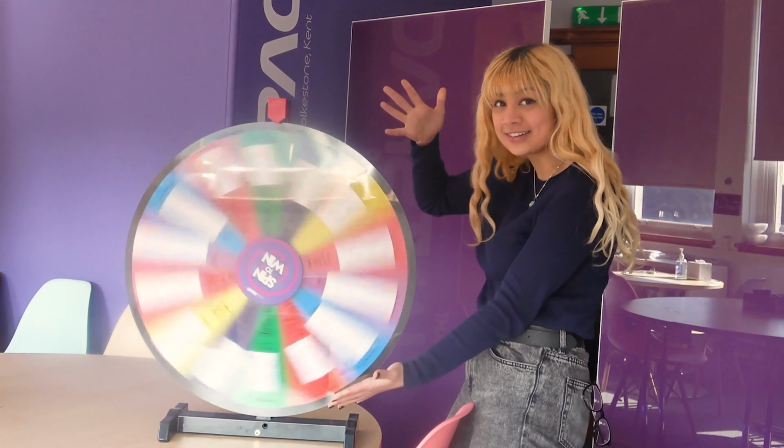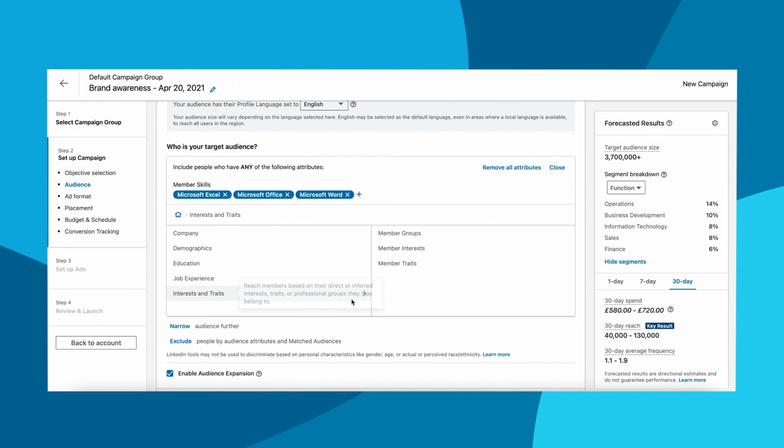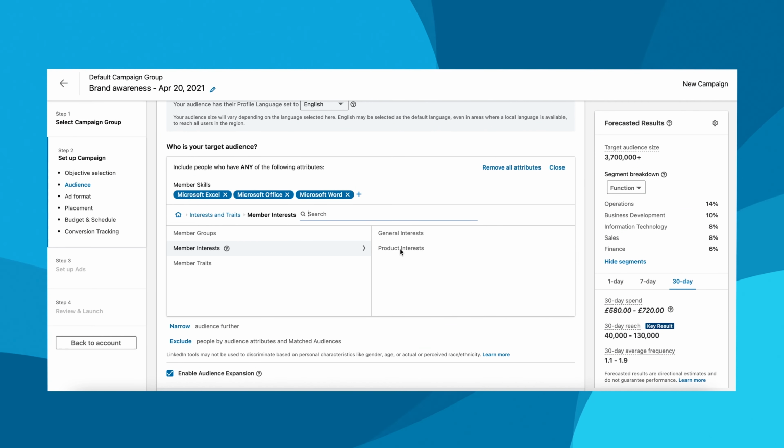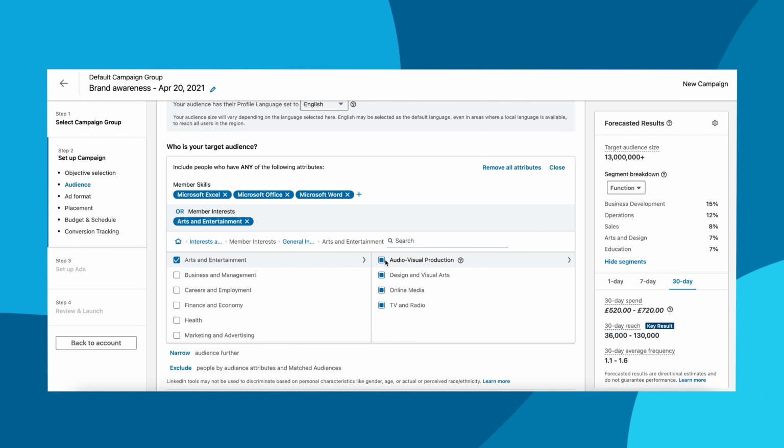So, to kick off the list of targeting options, we have interests and traits. This dataset contains, you guessed it, different interests and traits for prospects. Looking at things like the groups they're part of, the type of posts that they engage with and post about to gauge interest. And then looking at traits such as whether they're frequent travellers, job seekers, and so on.